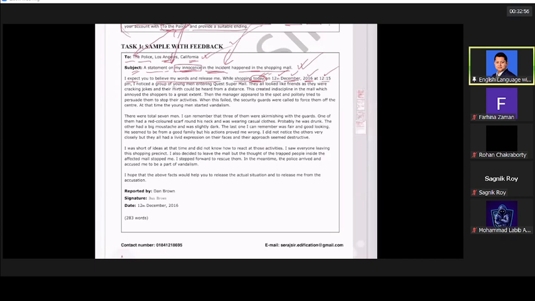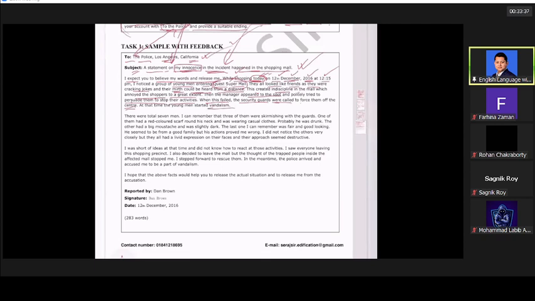I noticed a group of young men entering Quest Supermall. Okay, so this is the place. Very good, positive marking. They all looked like friends as they were cracking jokes, and their mirth could be heard from a distance. Mirth means they were laughing. This created indiscipline in the mall, which annoyed the shoppers to a great extent. Then the manager appeared on the spot and politely tried to persuade them to stop their activities. When this failed, the security guards were called to force them off the center. At that time, the young men started vandalism.